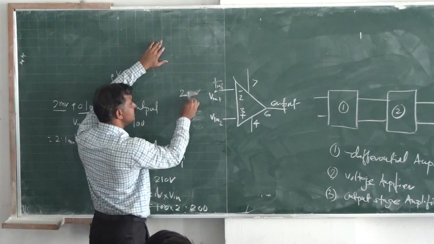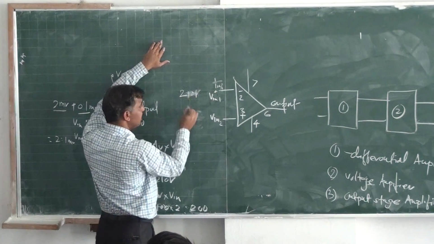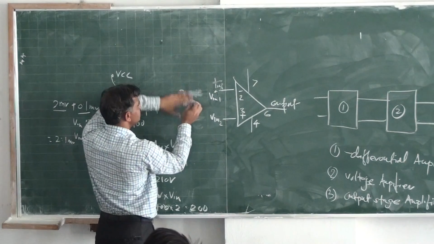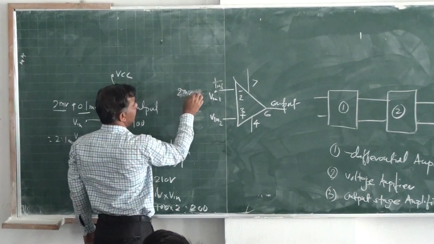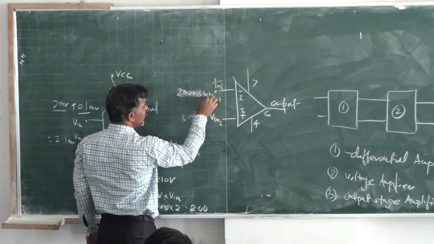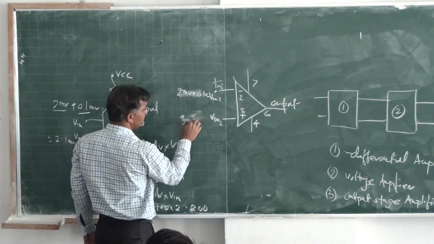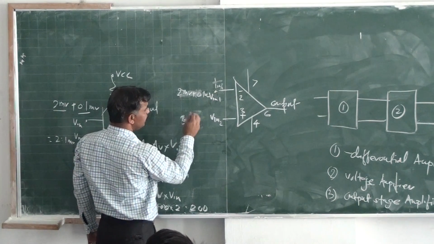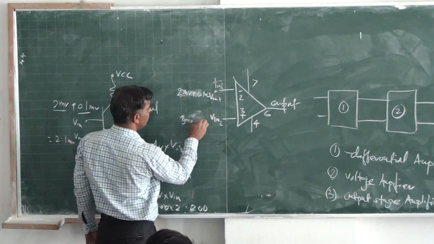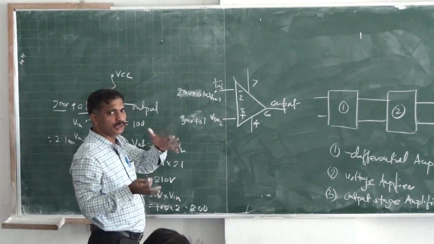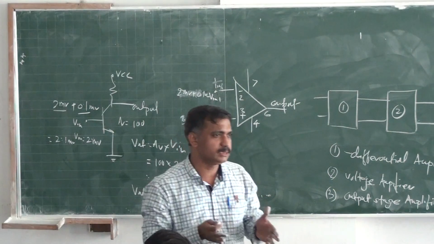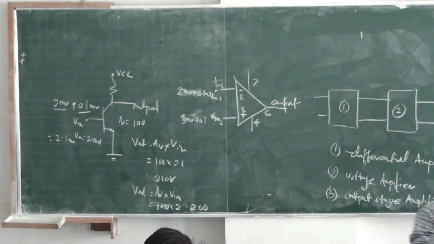Let's say some noise voltage of 0.1 millivolt is added here. This is 2 millivolt plus 0.1 millivolt. Here also 3 millivolt plus 0.1 millivolt, because these two terminals are located at the same place, so the noise signal will be the same at both terminals.